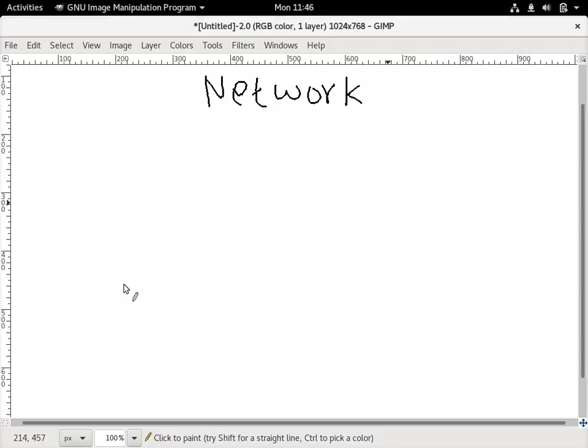Let's try to understand about network related commands on a Linux operating system. Just a heads up, this session is not about helping you understand how networking works or what a network is. This is about how to use network related tools on a Linux operating system.